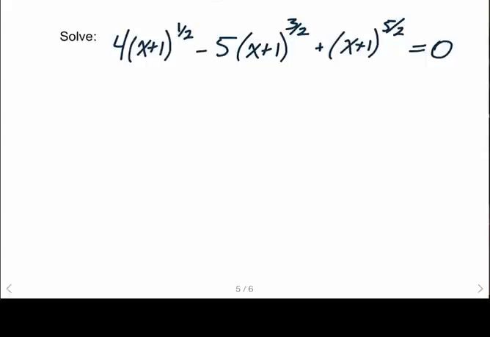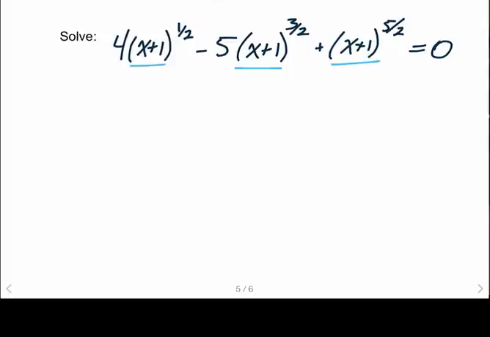Oh, holy cow. Here we've got solve 4 times x plus 1 to the 1/2 minus 5 times x plus 1 to the 3/2 plus x plus 1 to the 5/2 is equal to 0. This is a different critter. What I do see is a common factor in all three terms. And so I'm going to factor it out.